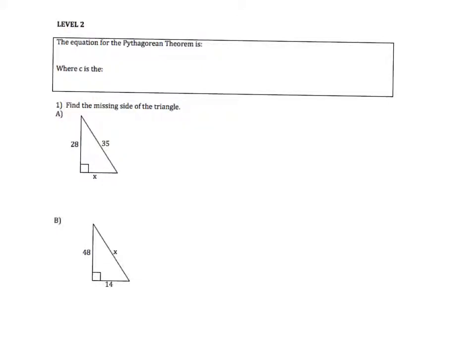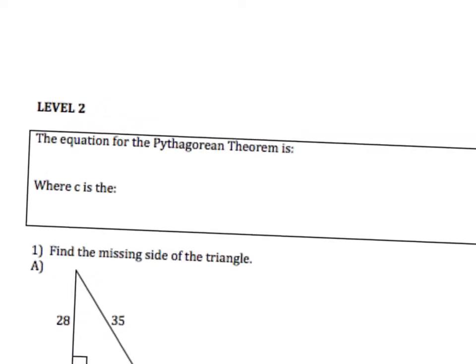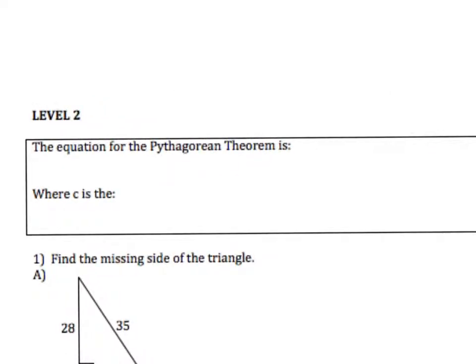All right, level 2 is all about the Pythagorean theorem. So as a reminder, the equation for the Pythagorean theorem is a squared plus b squared equals c squared.